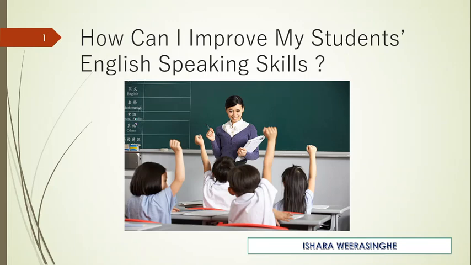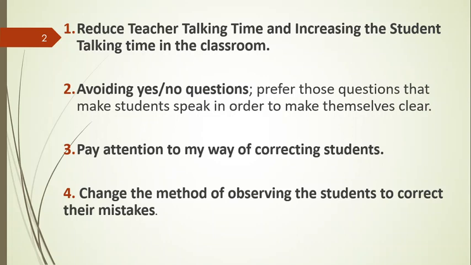Today we are going to talk about how I can improve my students' English speaking skills. So, the first thing is to reduce teacher talking time and increase the student talking time in the classroom. Being teachers, most of the time we like to talk too much. Like if you give an opportunity for the child to speak, ask questions from him, give paramount attention to him, and reduce your time and give him more time, then it might improve the English speaking skills of your students.